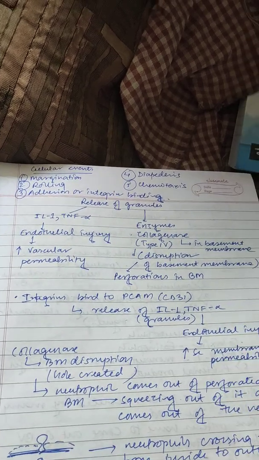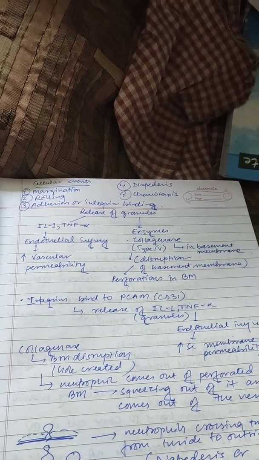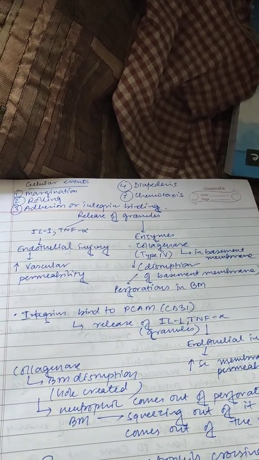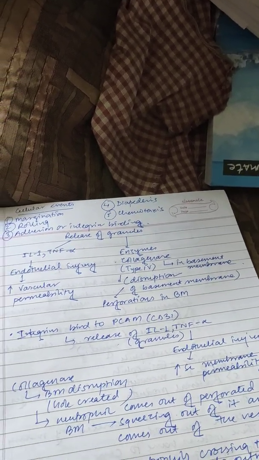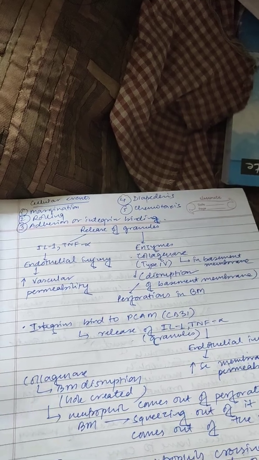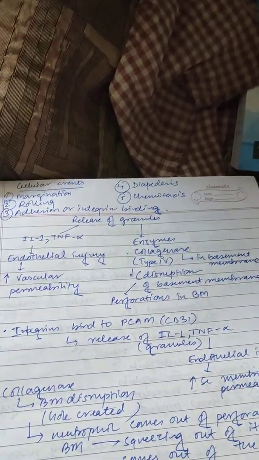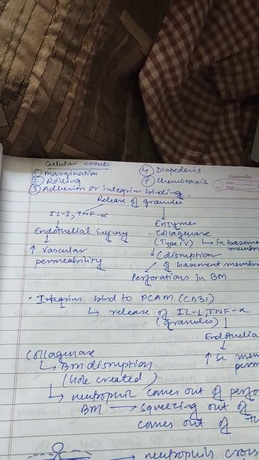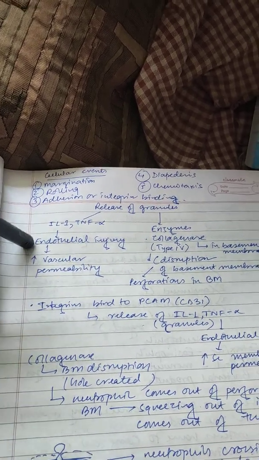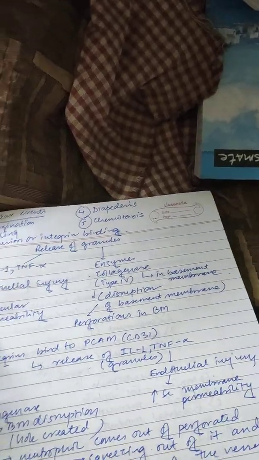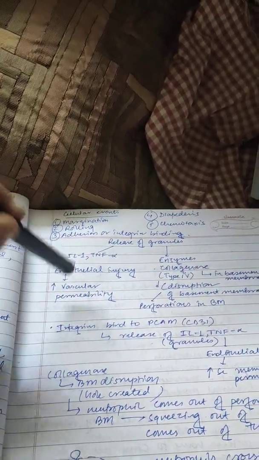Diapedesis and chemotaxis I will come to in a short while. First, I have said that neutrophils release granules. Two of them I have already mentioned, IL-1 and TNF alpha. These will lead to endothelial injury. This endothelial injury will lead to increased vascular permeability, which is very important in this process. I will explain in a short while why endothelial injury is important.